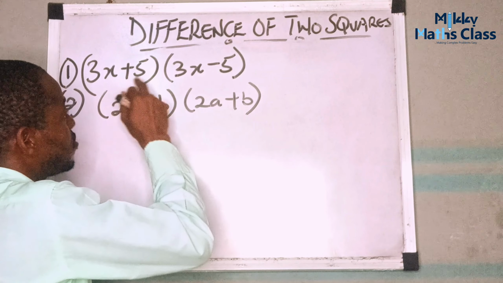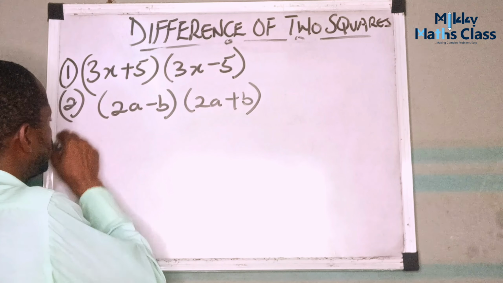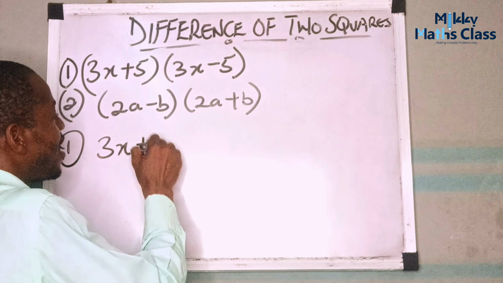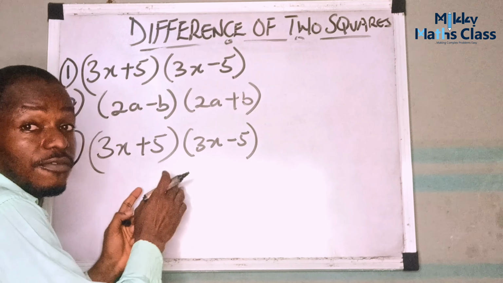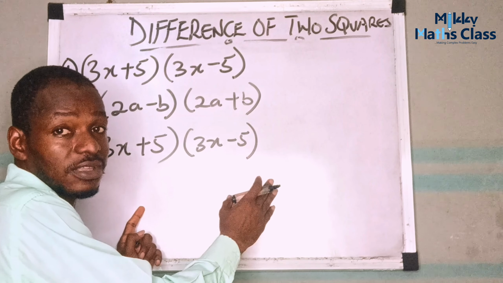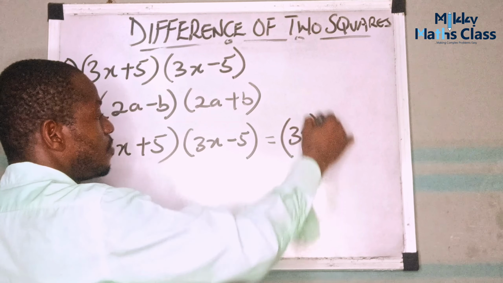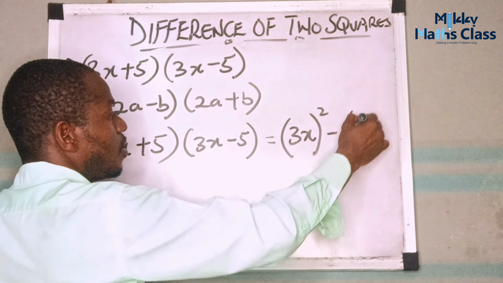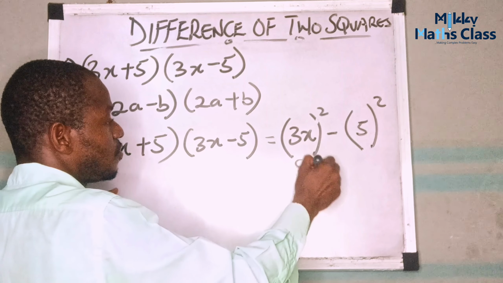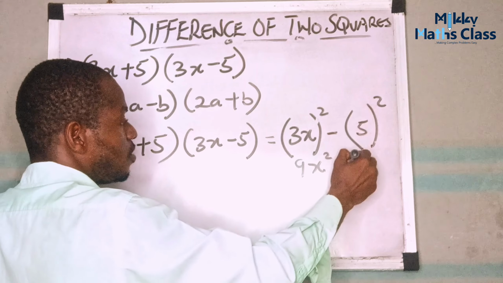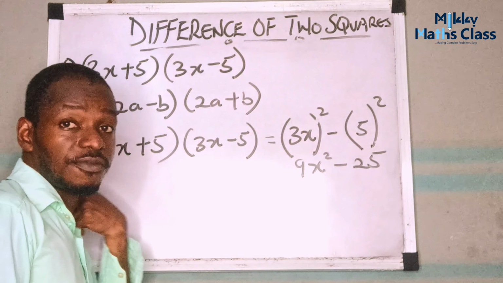The question here: 3x plus 5 multiplied by 3x minus 5. So from here, 3x plus 5, 3x minus 5 is the square of the first term minus the square of the second term. That's the difference of two squares. So this is the square of the first term minus the square of the second term, which is 5. So 3x squared, that's 9x squared, minus 5 squared is 25. So I've ended up expanding this using the difference of two squares.